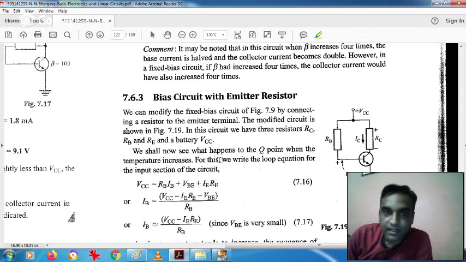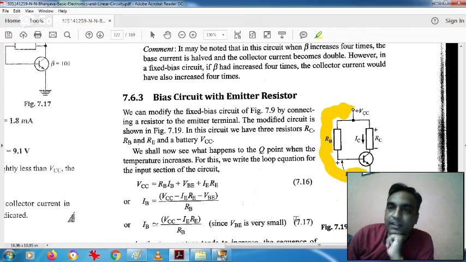So let us analyze this circuit for the Q point first. In the input side loop, we will have VCC, then RB, then VBE, then the drop across the resistor RE. So we will write the input side loop equation.